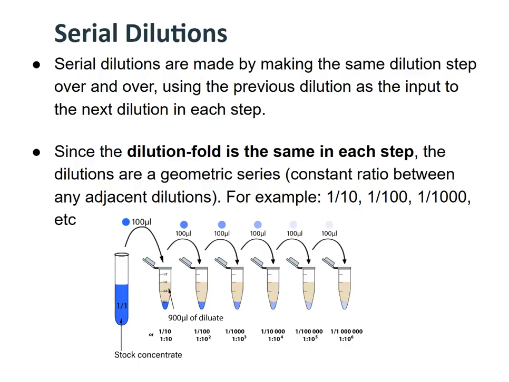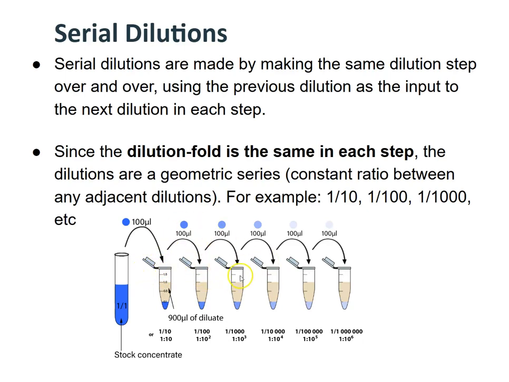The last thing we'll talk about is serial dilutions. Oftentimes you will make a serial dilution if you need to dilute something further down to a much lower concentration to use for something else in your experiment. And they are typically made by making the same dilution step over and over again, where you use the previous solution to go into the next solution.